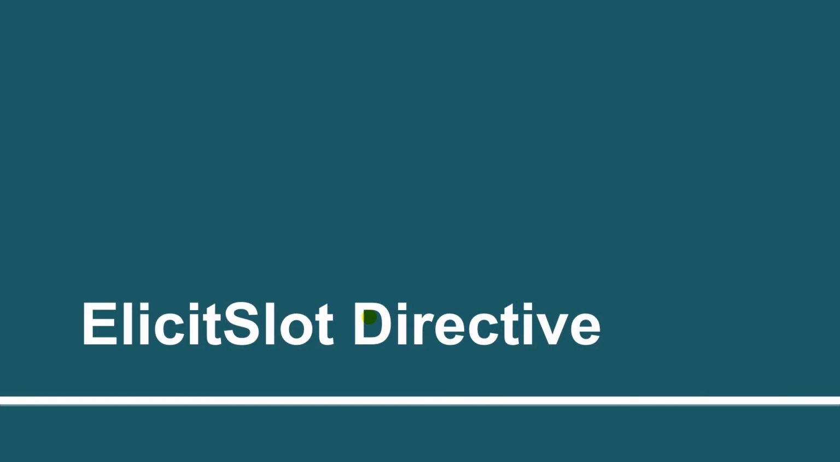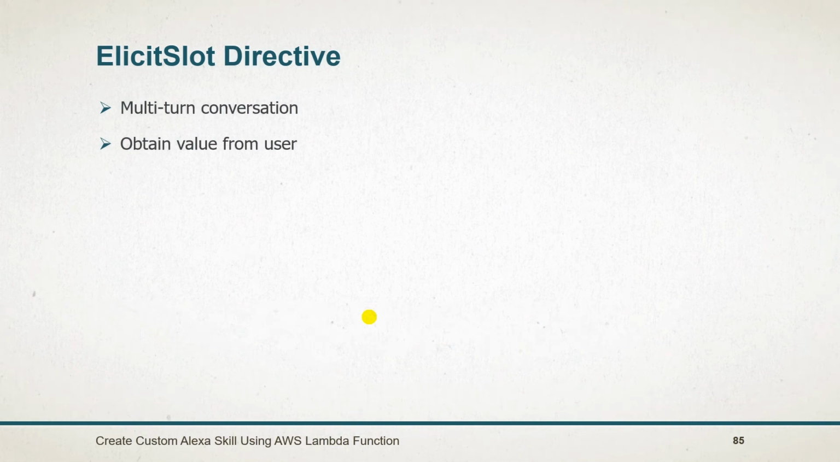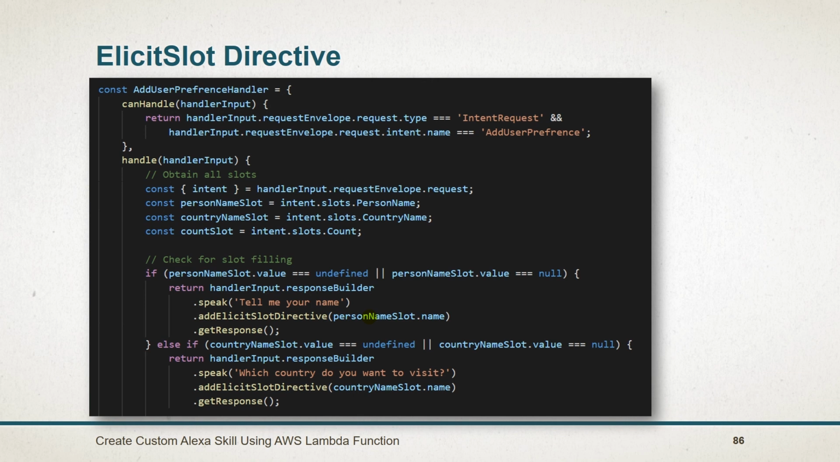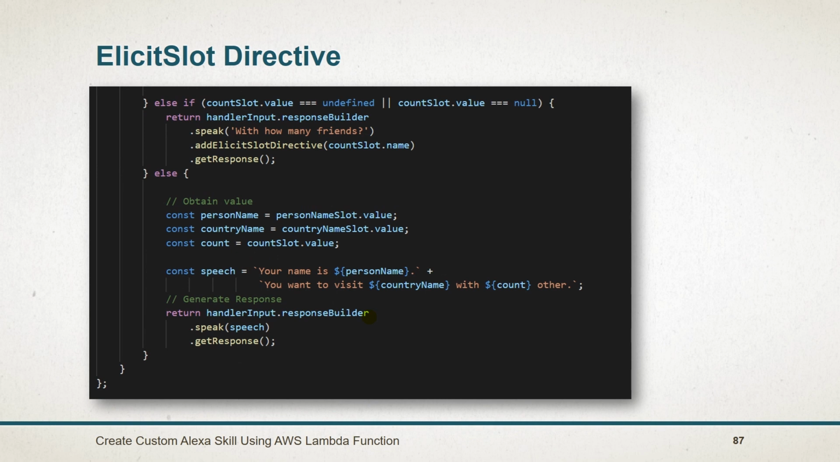Let us see what we have learned in this session. Elicit slot is used to obtain missing slots from the user. We need to use add elicit slot directive method of response builder. Here we need to pass slot name on which we want to perform elicit.